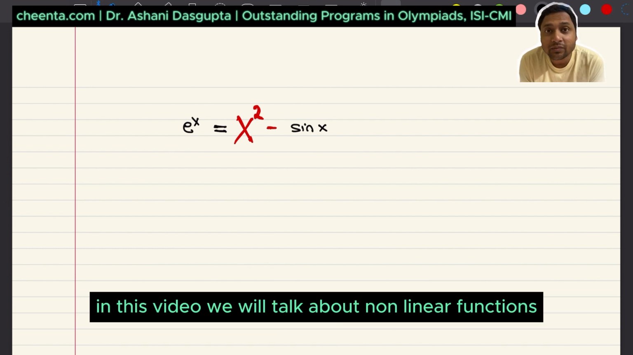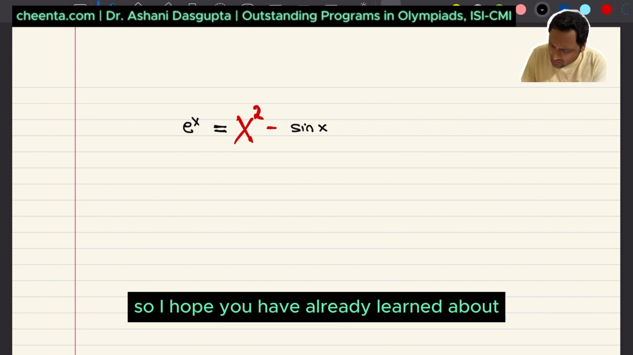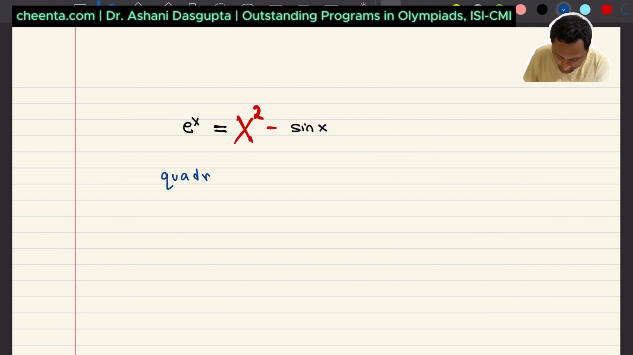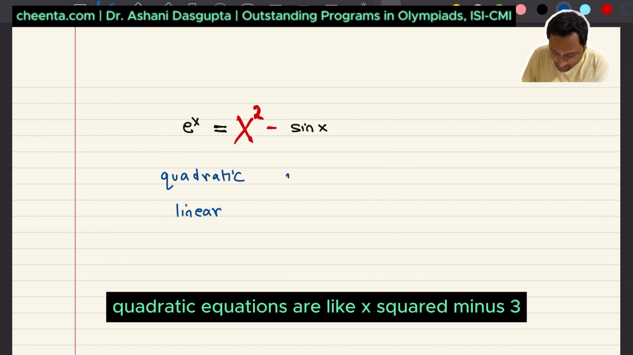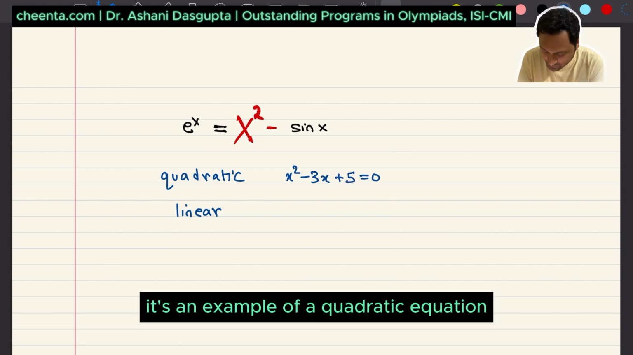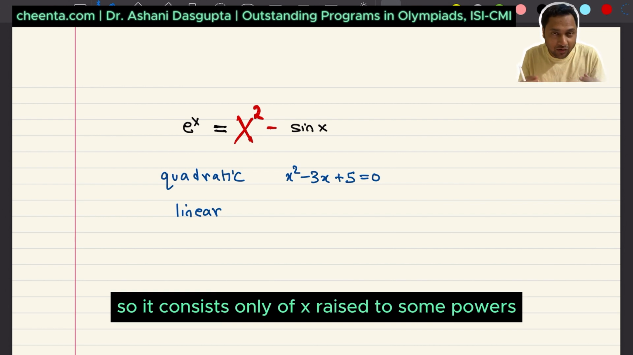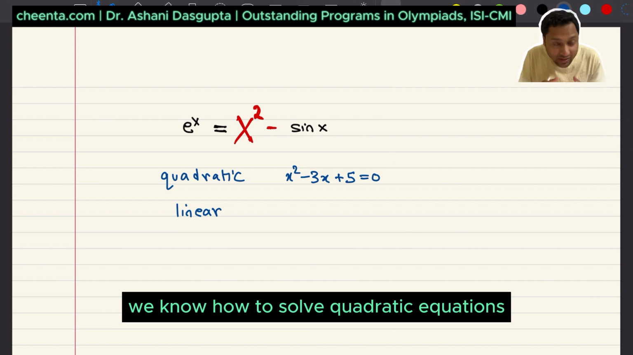In this video, we will talk about nonlinear functions and their equations. I hope you have already learned about quadratic equations or linear equations. Quadratic equations are like x squared minus 3x plus 5 equal to 0. It's an example of a quadratic equation. There is one variable, x, and the highest power of the variable is 2, and it's a polynomial, so it consists only of x raised to some powers and some constant numbers. We know how to solve quadratic equations.